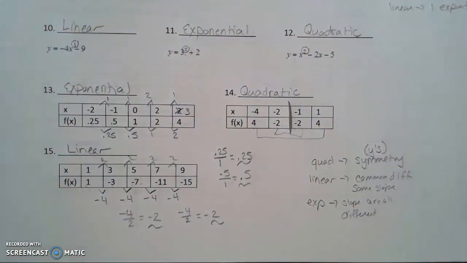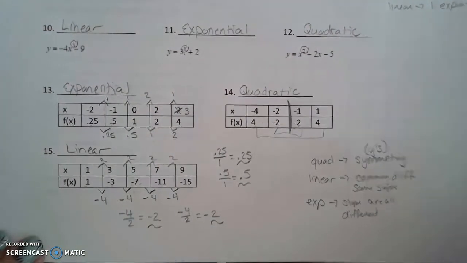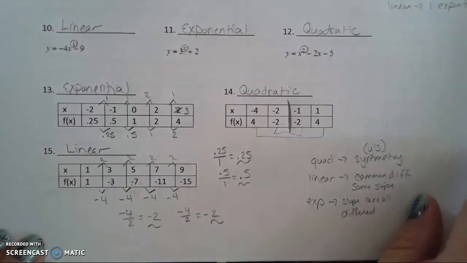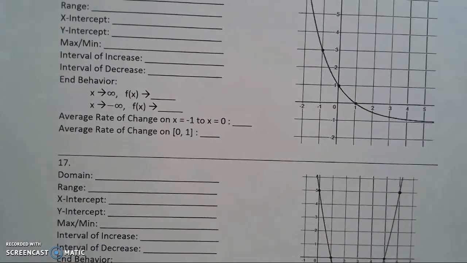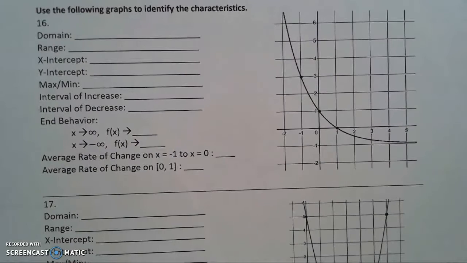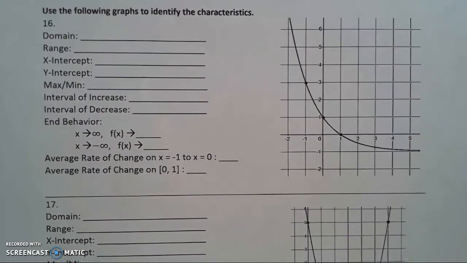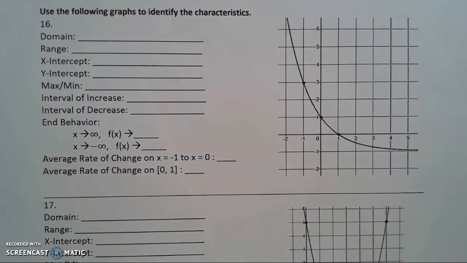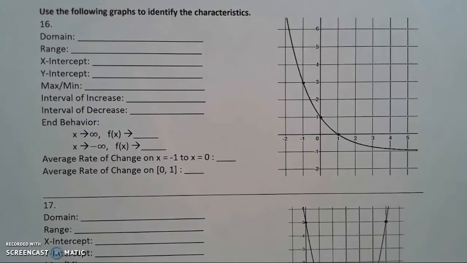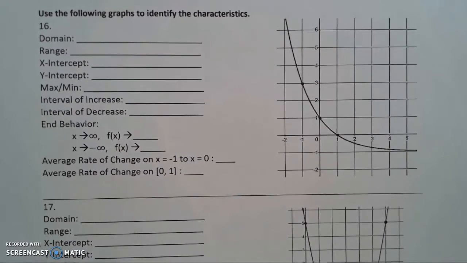Also you're going to want to make sure that you are well versed at the vocabulary. Like the vocab for what's a domain, what's a range, x-intercept, y-intercept, max, min, intervals of increase, decrease, end behaviors, average rates of change. Be familiar with all those vocab words. There will be vocab on the quiz, so you need to make sure that you're very comfortable with what those mean. All right, so number 16, we're talking about domain.